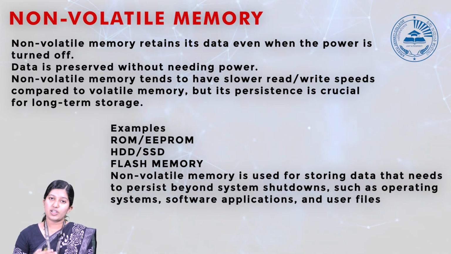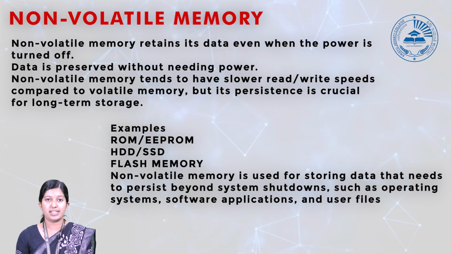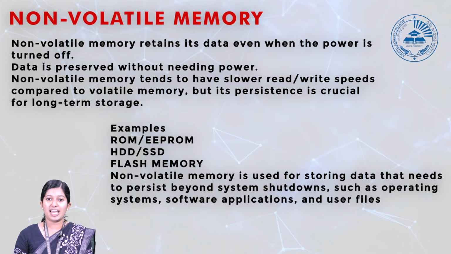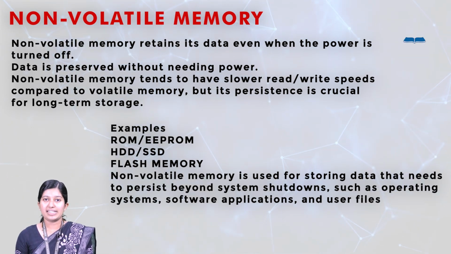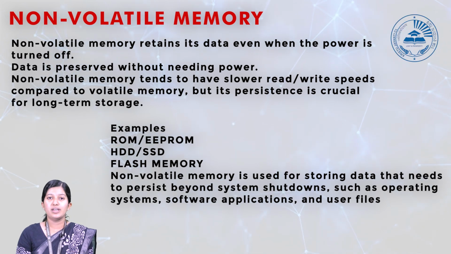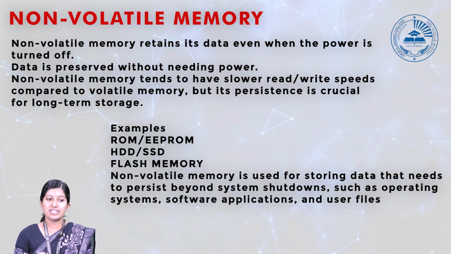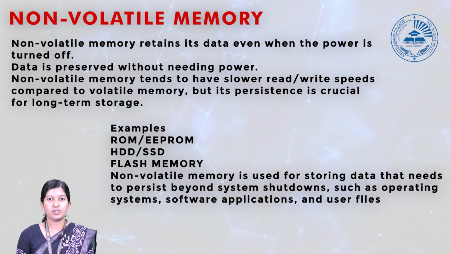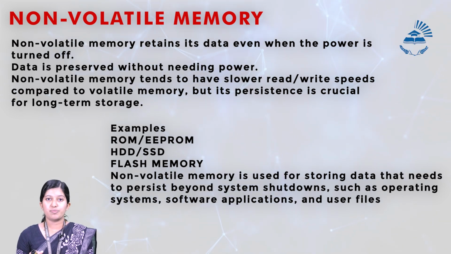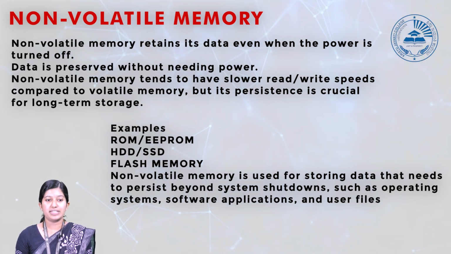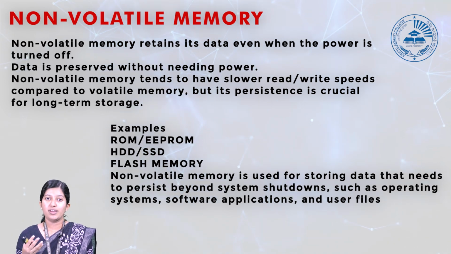And it is slower in read and write time, because mostly we will be saving larger data. So it takes a little time to read and write it, as well as to store into the RAM. Then we see some examples. First one is ROM, then EEPROM, that is electronically erasable programmable ROM, that is a newer advanced version. Then HDD and SSD, which is your permanent storage in your laptop in most cases. Then flash memory, which are your SD cards or your pen drives.